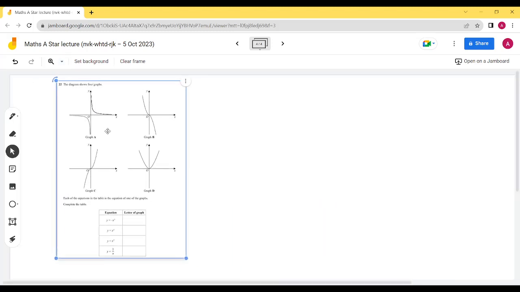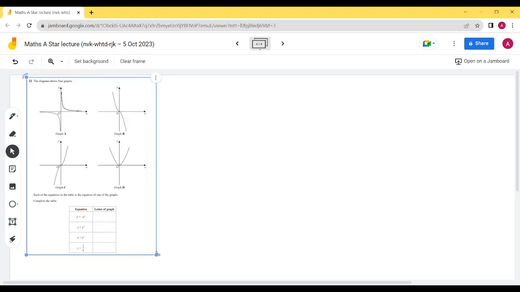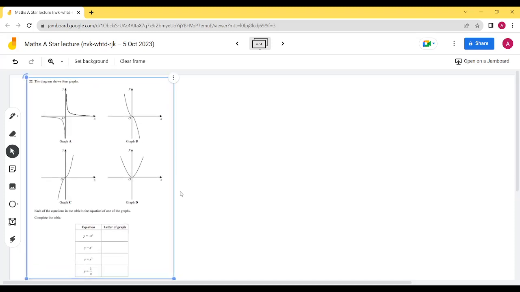So we got a question here. So we've got 4 graphs. I'll make it as big as I can. Sorry, it's not bigger, but we've got here, the diagram shows 4 graphs. So we've got graph A, graph B, graph C, and graph D. Okay, and we need to say which of these they are.